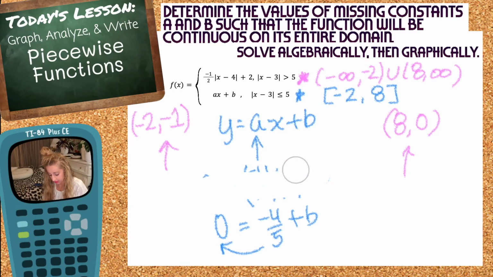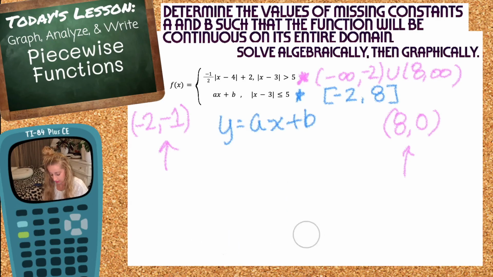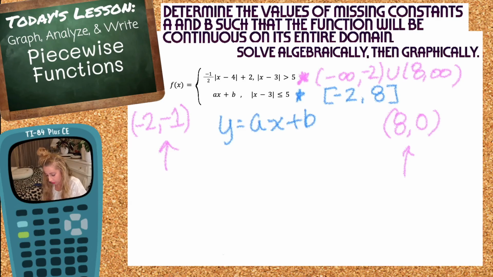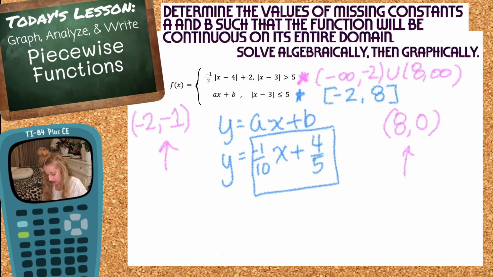So I'm going to erase again, saving the space. Too bad I don't remember -1/10 and 4/5. So what is the equation? Y equals -1/10 x plus 4/5. So A is -1/10 and B is 4/5. So that was done algebraically.